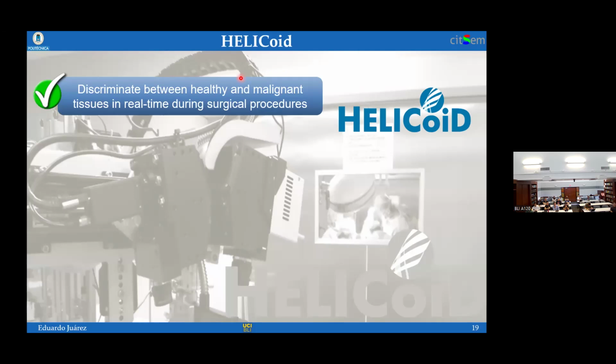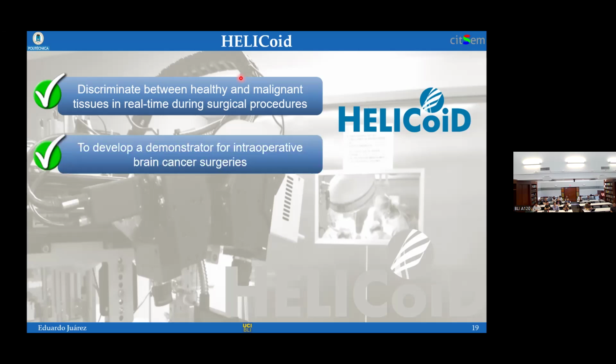Because we can probably do that if we have a lot of time. But the problem is to have the answer for the neurosurgeon at the operating room, because if we provide an answer to the neurosurgeon 2 hours later, that's too late. We have to make a decision in that moment. So in order to do that, we developed a demonstrator for intraoperative brain cancer surgeries.